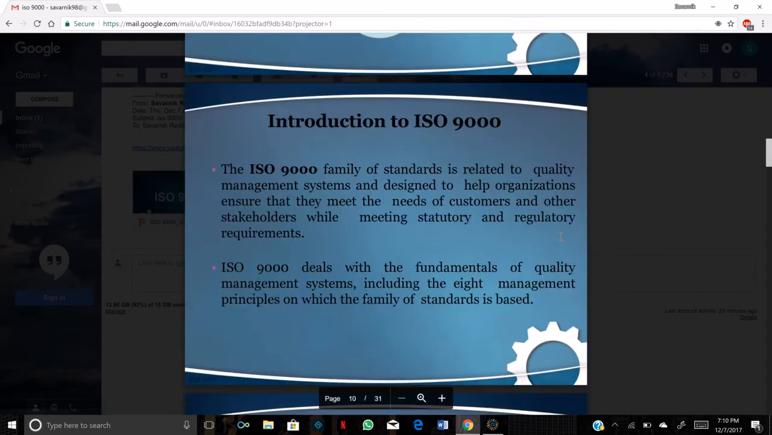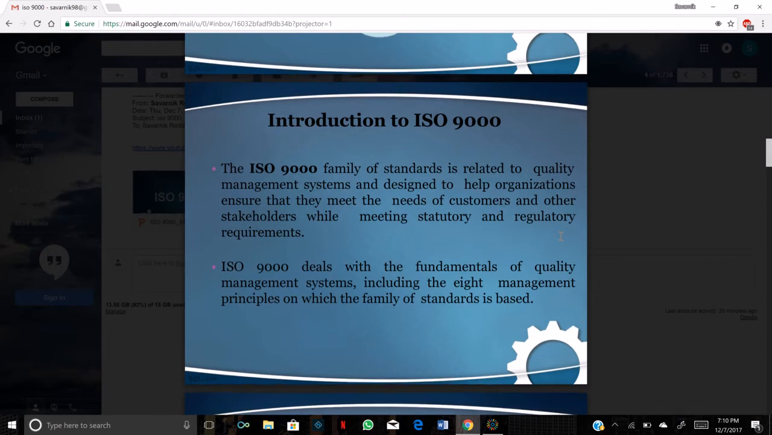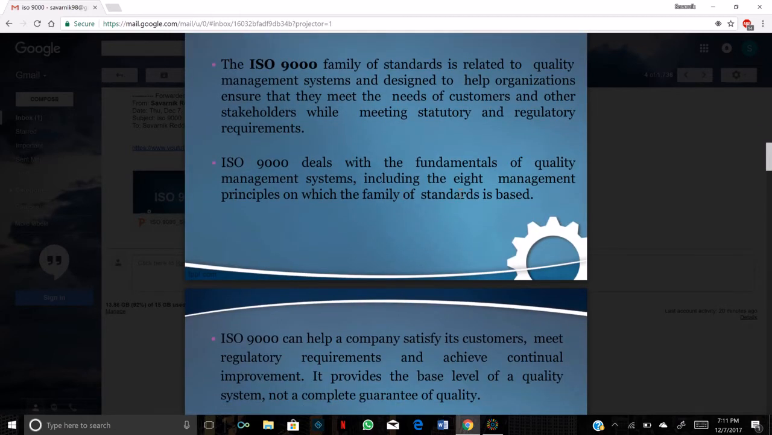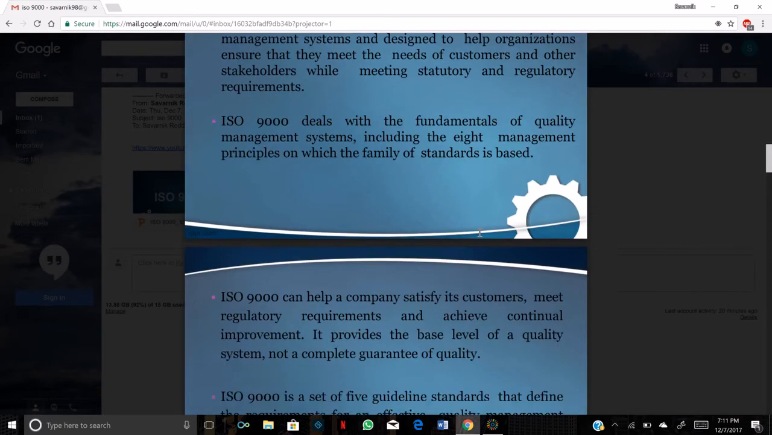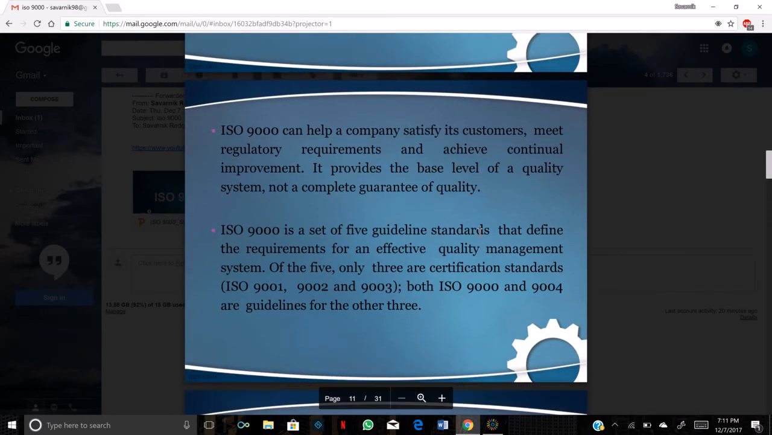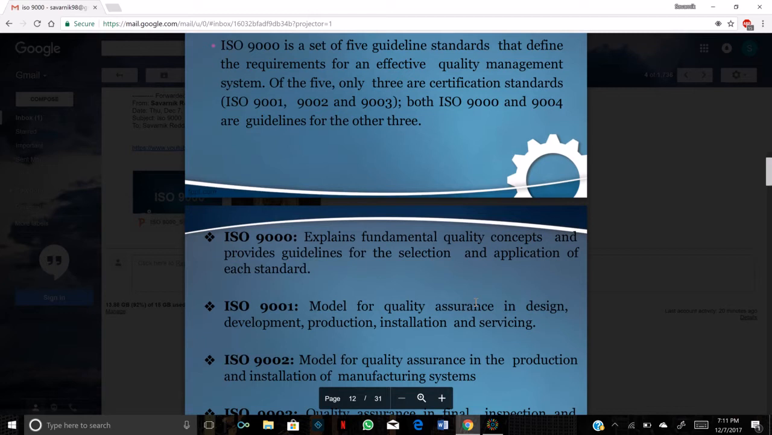And coming to my part, introduction to ISO 9000, which is a family of standards that deals with management systems, and it basically acts as a bridge between the customer needs and the company. This is based on 8 management principles. The whole family standards are based on these principles. These certifications help to satisfy the customers with the top-notch quality products, and the ISO 9000 is basically a set of five guideline standards, where only 3 of them are certification standards, and the other 2 are just guidelines for the rest of the 3, which I'll explain in the next slide.